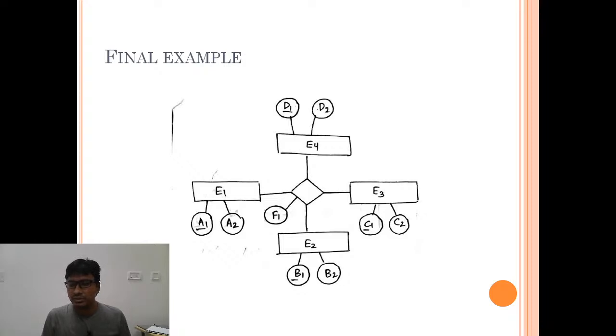Yeah, E1 with A1, good. E4 with D1, E3 with C1, E2 with B1 are the primary keys. Good, Rakesh. But can you tell me in the fifth table, which one will act as a primary key? First tell me what are the attributes that will be there in the fifth table? A1, B1, C1, D1 collectively act as a primary key. Good. So we will have five attributes in the fifth table, which is A1, B1, C1 and D1, and then F1. So five attributes are there, and A1, B1, C1, D1 combinedly will act as a primary key.